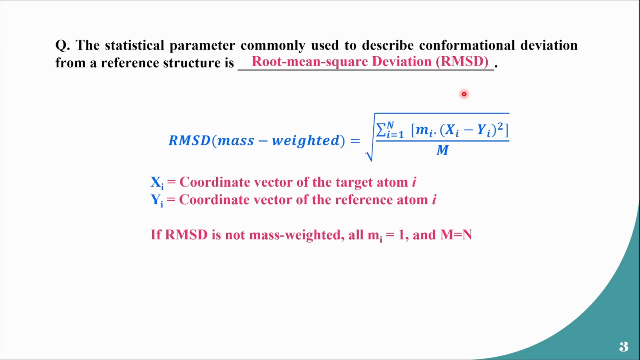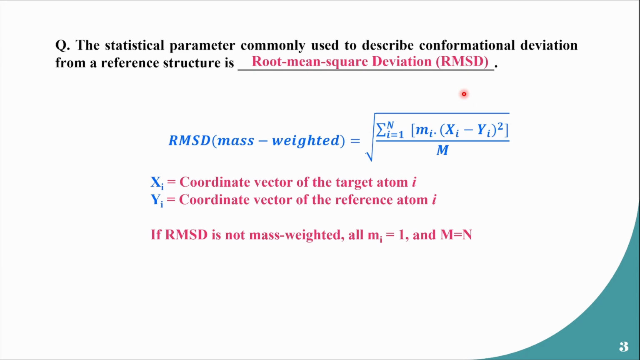So does anybody know any such statistical parameter that is widely used in molecular dynamics analysis to assess the structural compactness, and which can also give us an idea about the change in the fold of the protein, or along those lines? Does anybody have any idea about this particular statistical parameter that I'm trying to mention? I think I saw one hand.